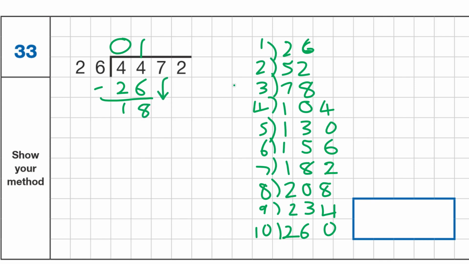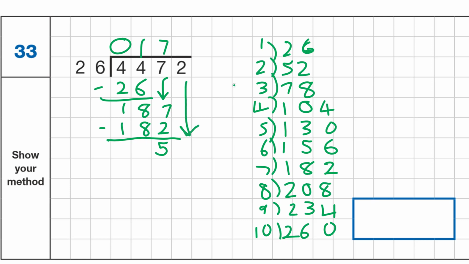I'm going to bring the next digit down. Look down my list, I can see it goes in 7 times. 8 times is too many. So I write 7 at the top, then I write what 7 lots of 26 are, which is 182, and I subtract that, that's 5.